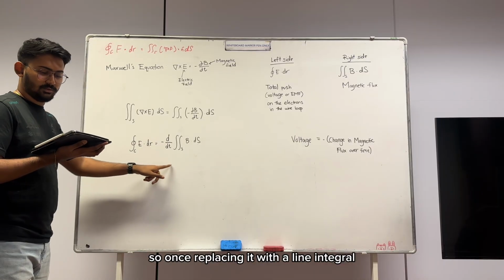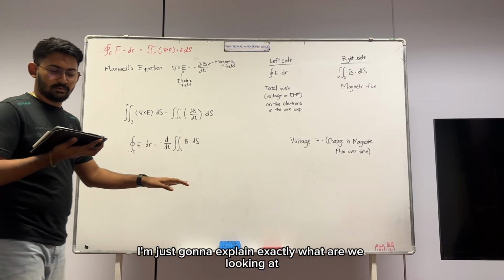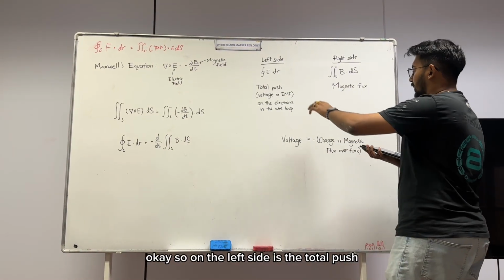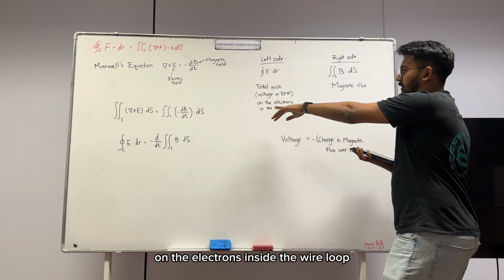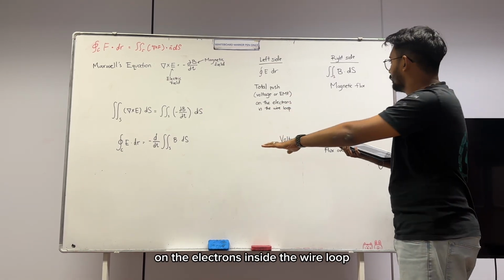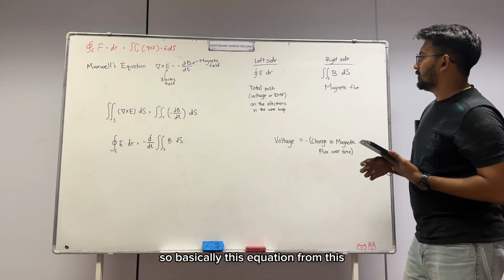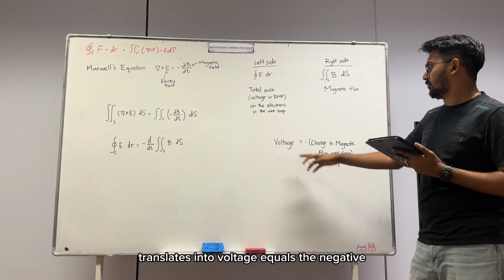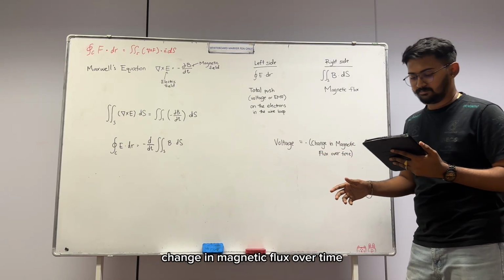Once replacing it with a line integral, this is what we get. So now I'm just going to explain exactly what we are looking at. On the left side is the total push, the voltage or EMF, on the electrons inside the wire loop. And on the right side, it's the magnetic flux. So basically, this equation translates into voltage equals the negative change in magnetic flux over time.